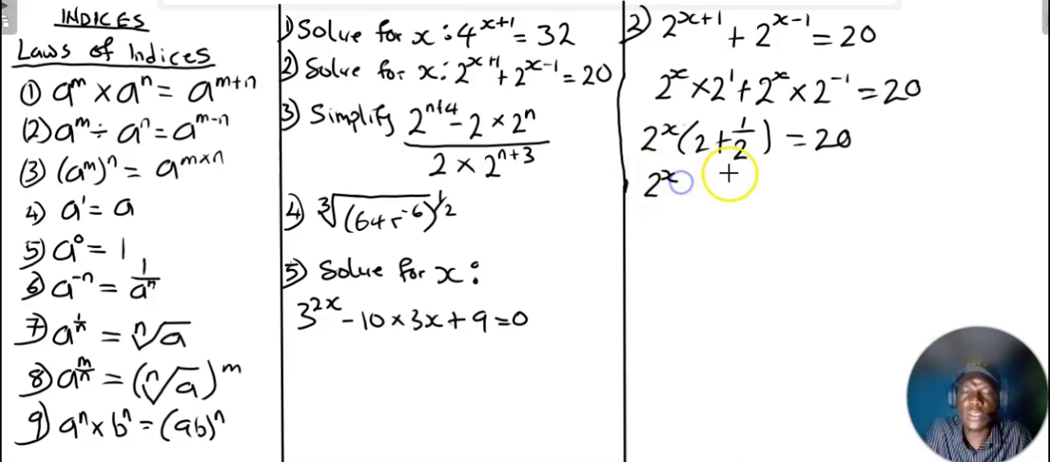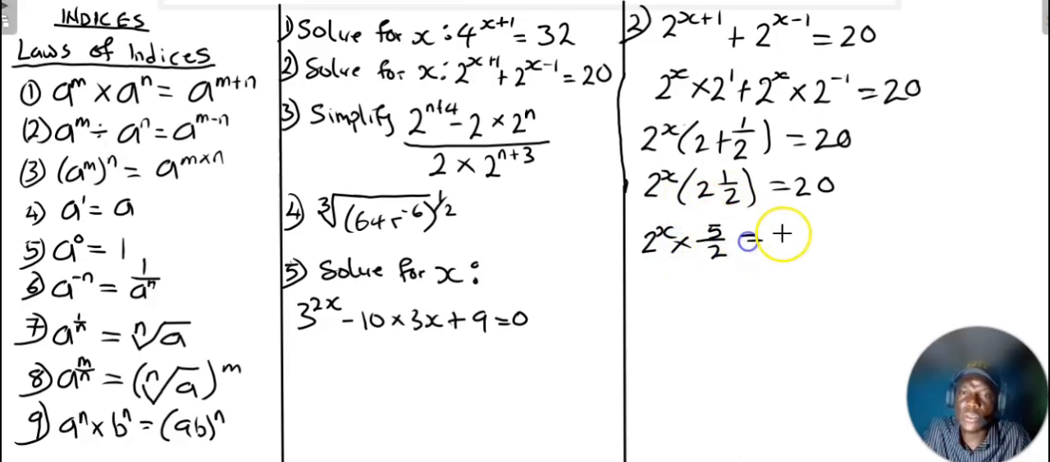Having this, we'll just go straight. 2 raised to power x, 2 plus 1 over 2. So you have 2 whole number 1 over 2. If we convert this to an improper fraction, 2 times 2 is 4, 4 plus 1 is 5. So you have 2 raised to power x, opening the brackets now, times 5 over 2, is equal to 20.